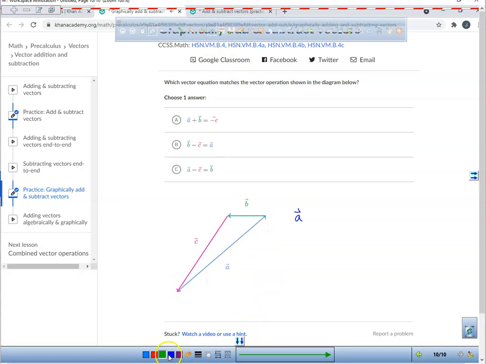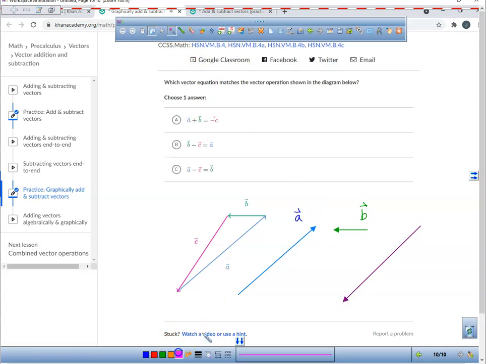So vector A goes all the way up and to the right. Vector B goes straight across and to the left. Okay. And vector C goes down and to the left. So there's my vector C. All right, so now those are my three components. I'm just going to take them and add them together.